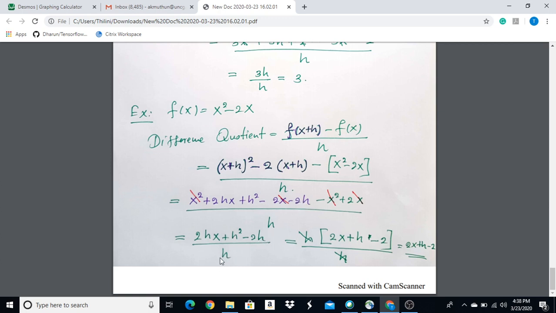And divide by h. In the numerator, you can see that h is in every term. H can be factored out. If you factor out h, you get 2x plus h, because it was h squared and we factored one h out, so that becomes h, and we have minus 2. And in the denominator we also have h, so h divided by h is 1, and we get 2x plus h minus 2 as the difference quotient for this function.